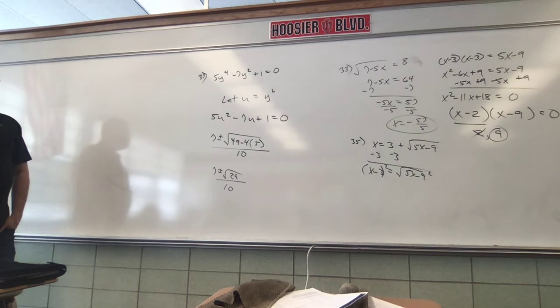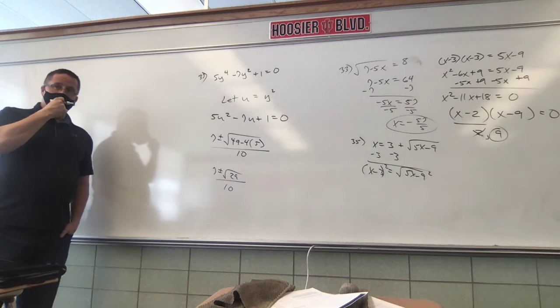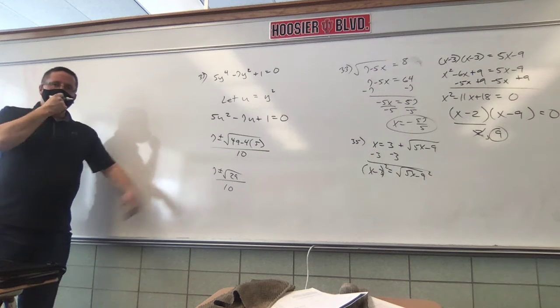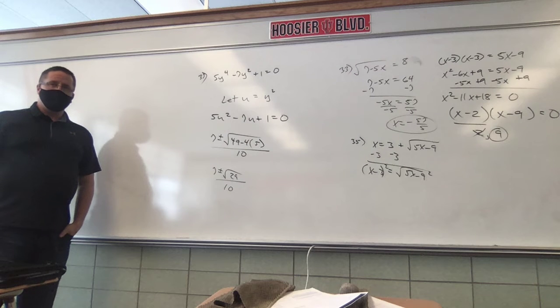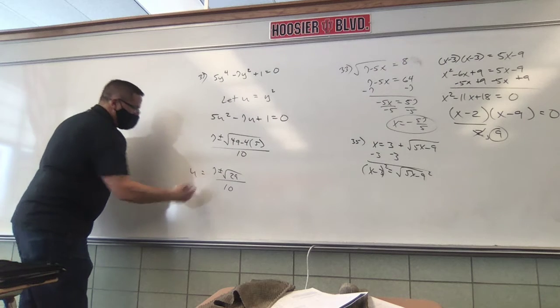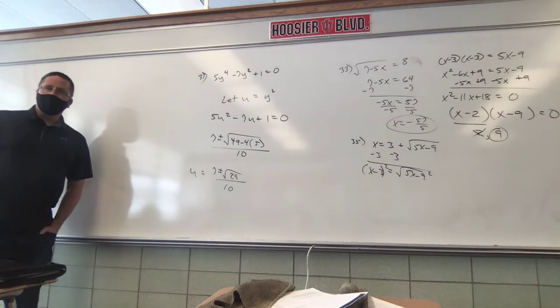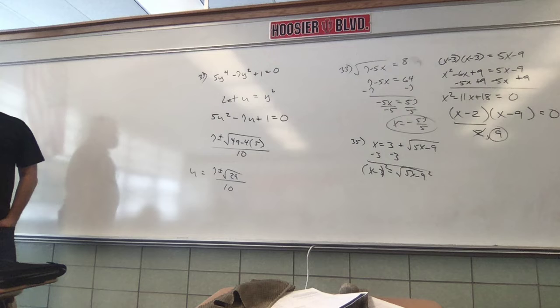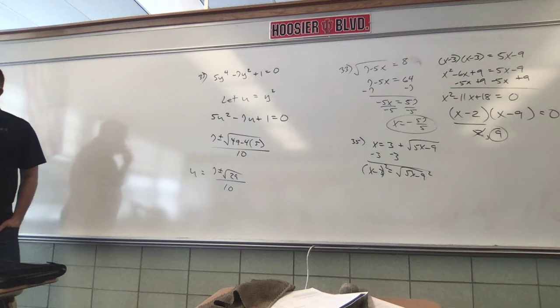Now, how many answers is that right now? 2. 7 plus radical 29 over 10, and 7 minus radical 29 over 10, okay? Now, what did we just solve for? U. That's what u is. Now, if you stop there, you won't get full credit, because look at that, there was no u in the problem. It's y. So can we just change the u to y? No. Watch carefully. That's what u is.